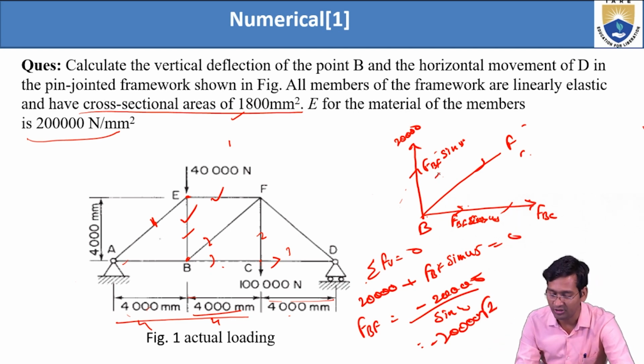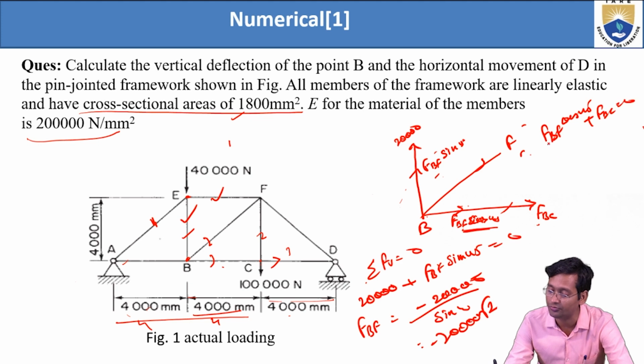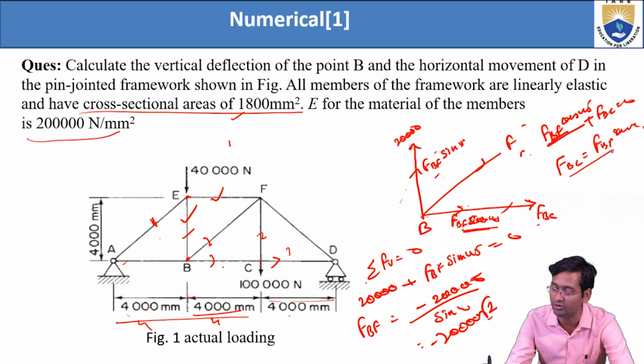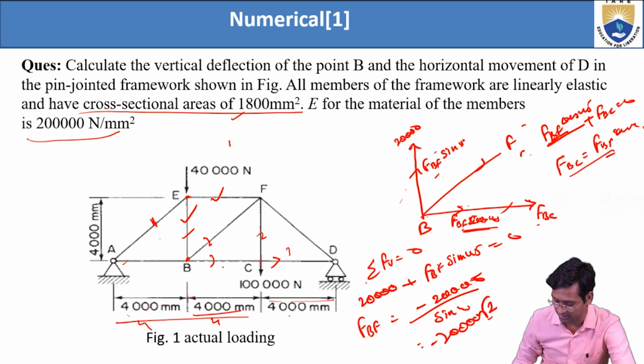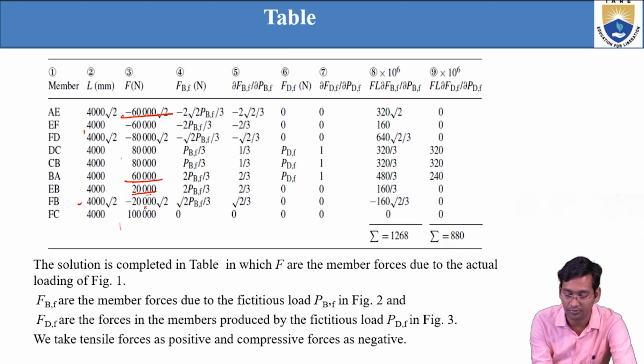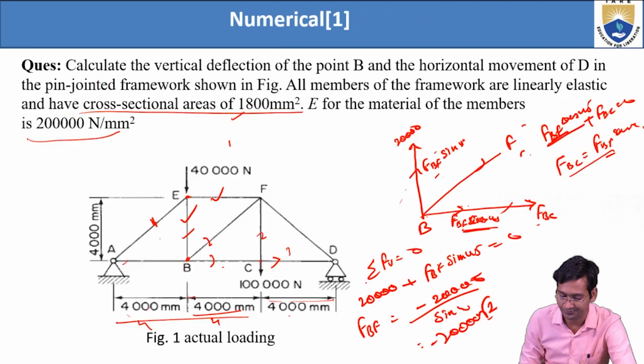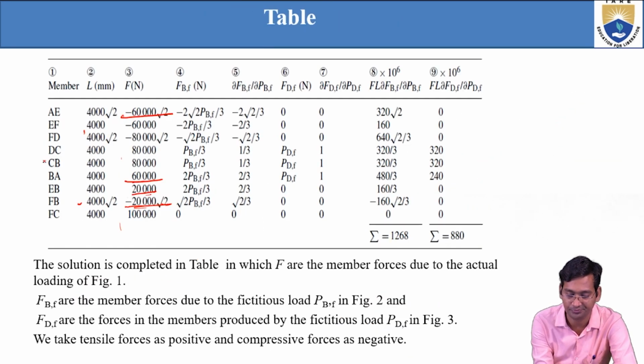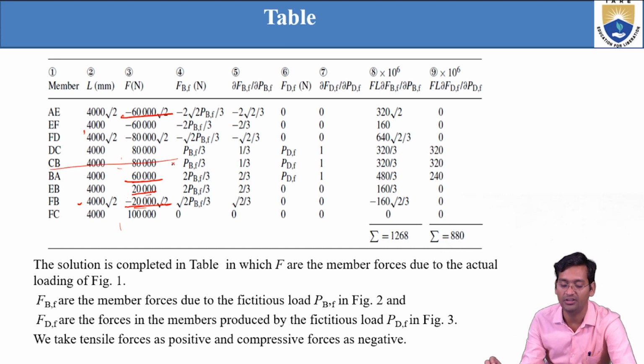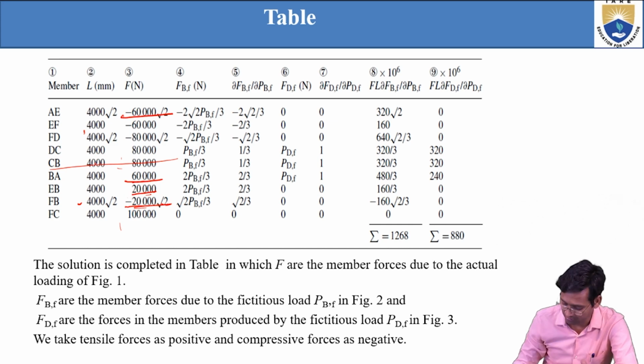We have FBF. From here what can we say? FBC. So FBC plus FBF, right? Now we have FBF, so FBF cos 45 plus FBC equals 0. From here you can say FBC equals minus FBF cos 45. So root 2 will get cancelled. So whatever value you get for FBF, the same will be for FBE. Here BF, right? So minus 20,000 root 2. And then BC, yeah, FBC is that 80,000. Okay, so now CB we got.